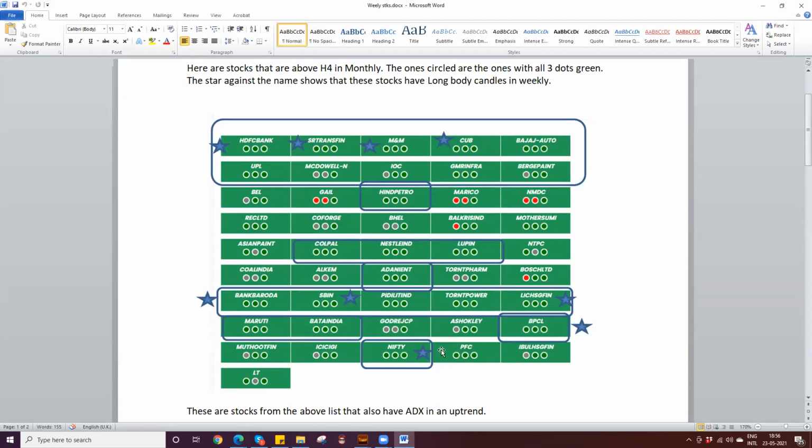So what you're seeing on your document here are some of the names which have been starred. I put a star mark against each of them. Now, if you notice, there are 4 and 2, 6 and 2, 8 and 1, 9. So out of the 22 stocks which have been bracketed, only 9 of them have long body candles. So you started with 46, it got pruned down to 22. Now it's got pruned down to 9 names.